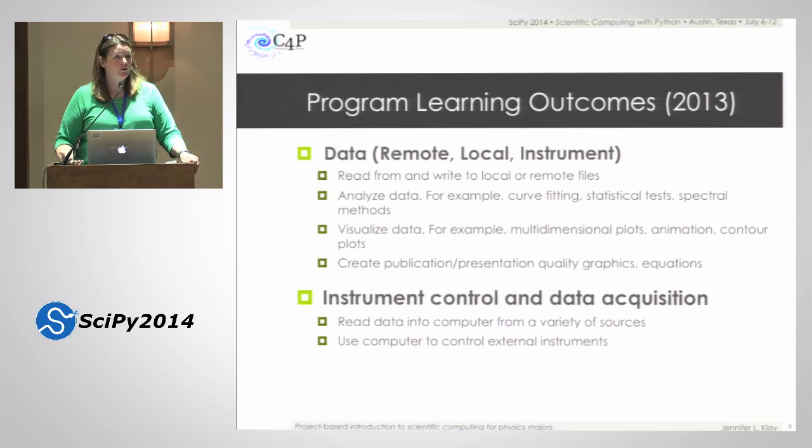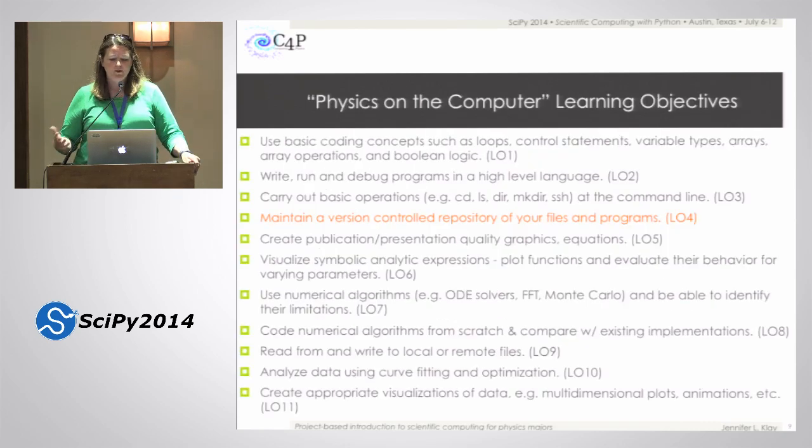When it was my turn to teach our Physics on the Computer course last spring in 2013, I took a subset of these learning objectives, because not all of them were applicable to this one course, and put them into the course. And the one thing I added, which wasn't on the list you saw before, was version control. So teaching the students how to keep a good record and archive of their code for reproducibility, and so that they could use it later.